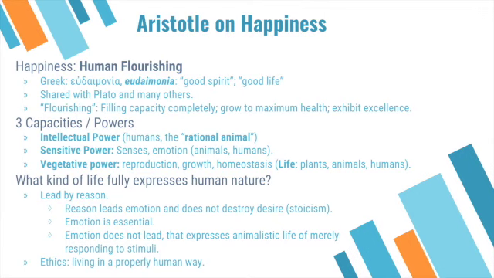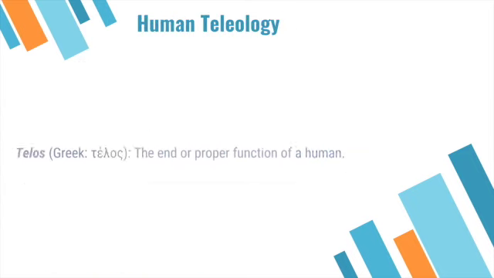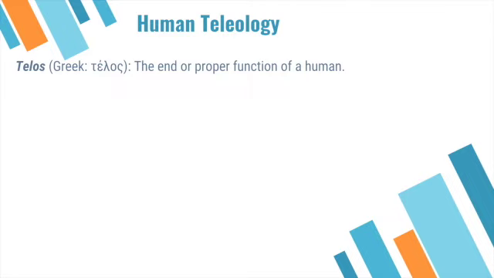Ethics is living in a properly human way. So we want to investigate what it is to be human, at least in Aristotle's eyes. Let's talk about human teleology. Telos, from the Greek, means the end or proper function of a human. Telos means end or goal or perfection or completion. So what is the completed or the perfect view of a human life?